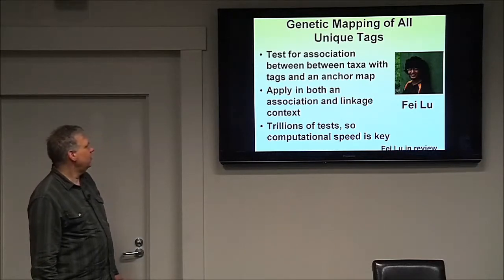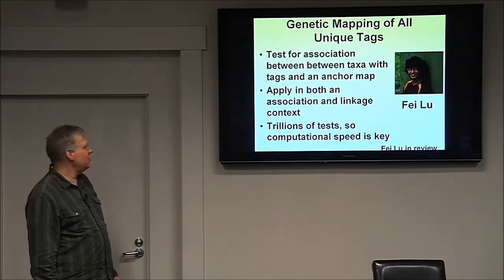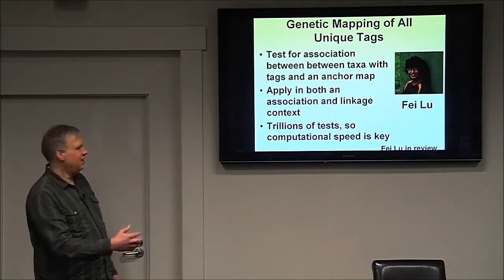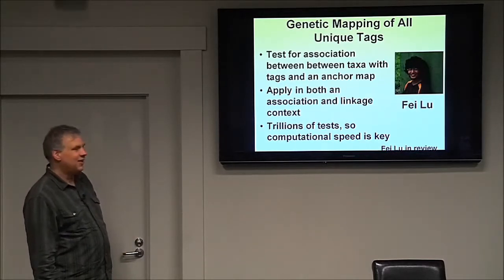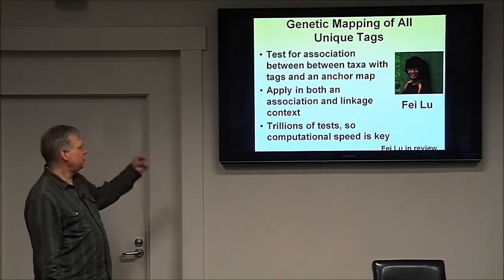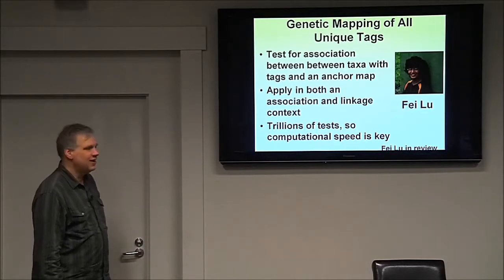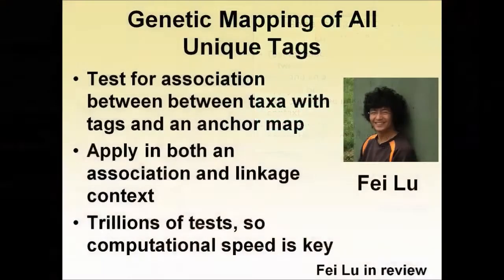Doing this, taking each GBS tag and using it as a trait and mapping it, LD mapping it or linkage mapping it, involves trillions of tests. So Faye did a lot of work making those tests really fast and then running them on a supercomputer in Texas. And he has a paper in review on this work.